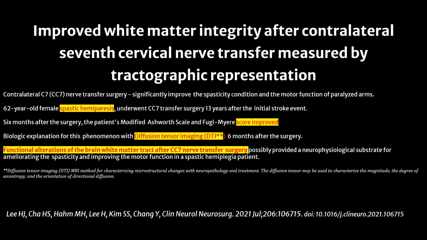In this recent paper by Lee et al., they showed the structural changes that occurred following contralateral C7 transfer using tractographic MRI techniques, showing that the improvement in function was secondary to structural changes in the pathways as a result of this nerve transfer.